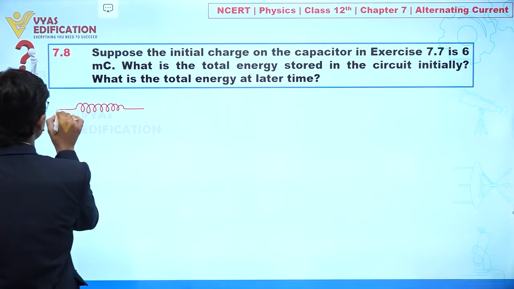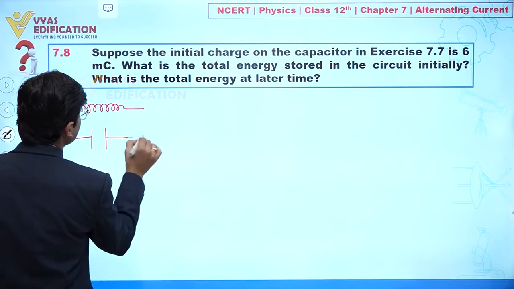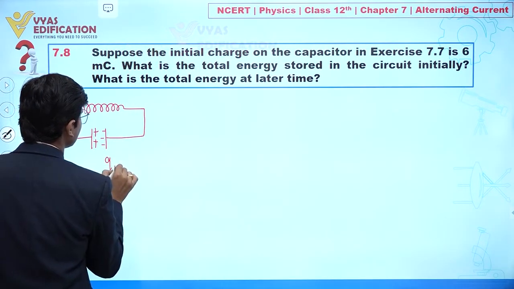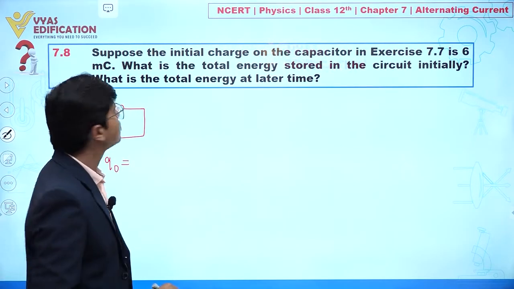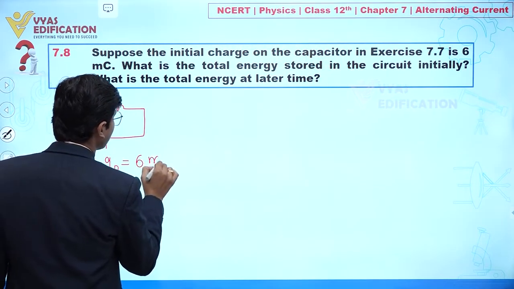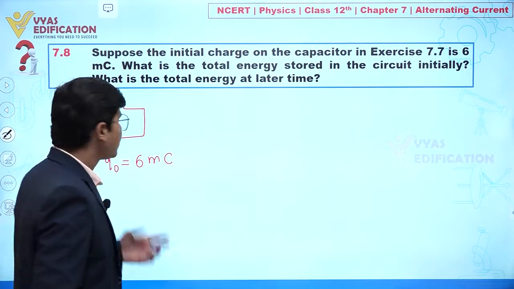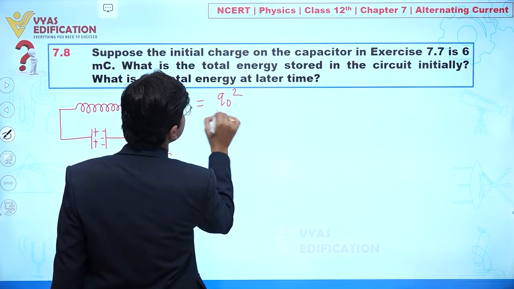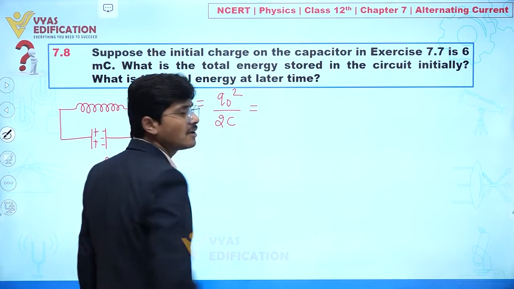So now we can see here this is an inductor, and let's suppose this is a capacitor. Clear? It is given in this question the initial charge stored is 6 millicoulomb. Clear? Okay. Now what is the initial energy stored? It is given by Q naught square divided by 2C. This formula you know very well.